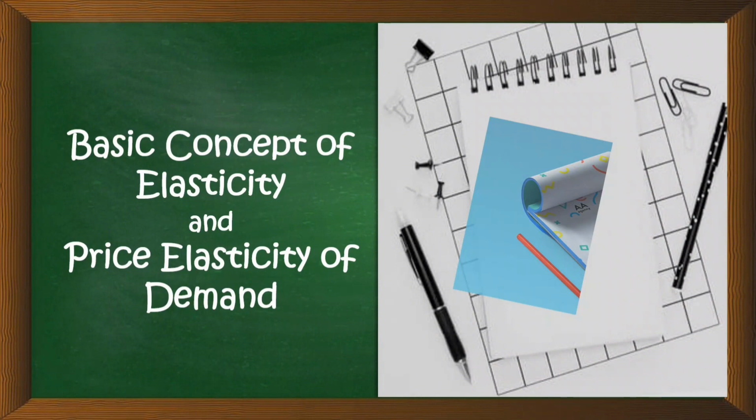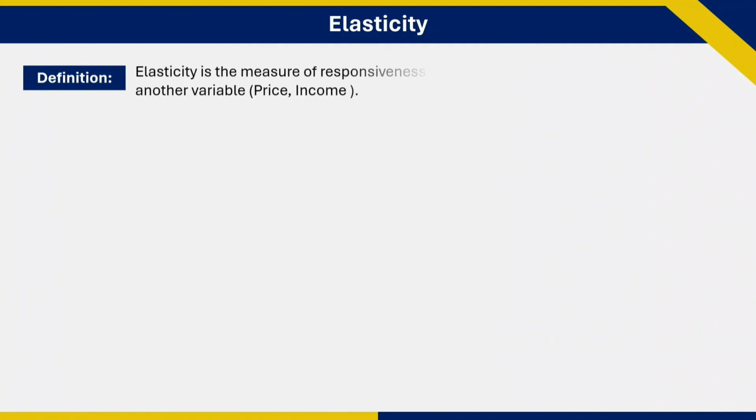In this video, I will discuss the basic concept of elasticity and price elasticity of demand. So, let's begin with elasticity. Elasticity is the measure of responsiveness of one variable, such as quantity demanded or quantity supplied, to a change in another variable, such as price or income.